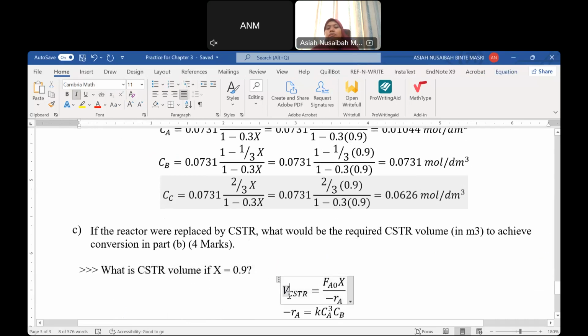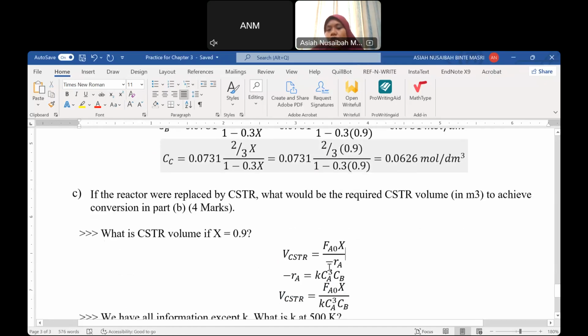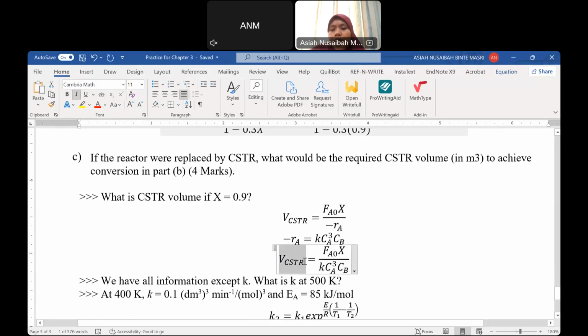So we just simply use the design equation for CSTR. So volume for CSTR is equal to Fn naught X over minus RA. We know that minus RA is equal to K Ca cube Cb. Okay? So we can simply replace this minus RA with K Ca cube Cb. So we get volume of CSTR is equal to Fn naught X over K Ca cube Cb.